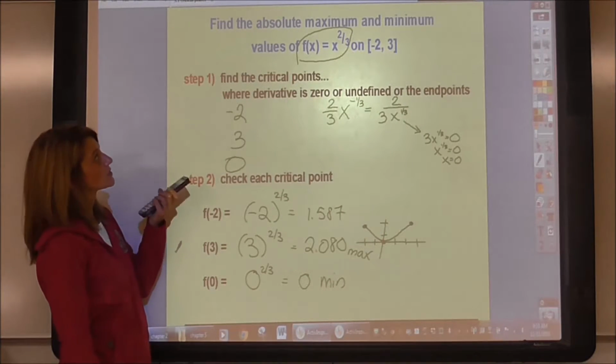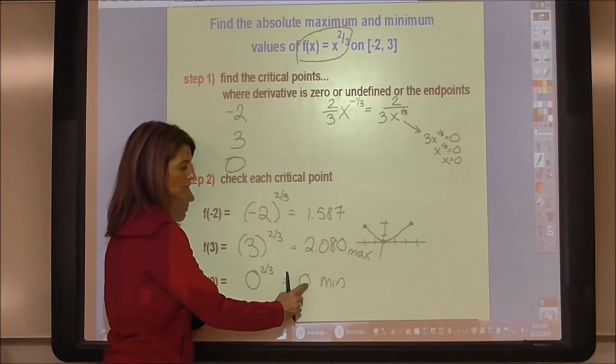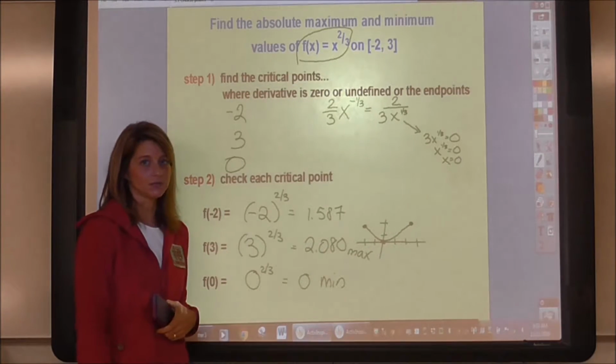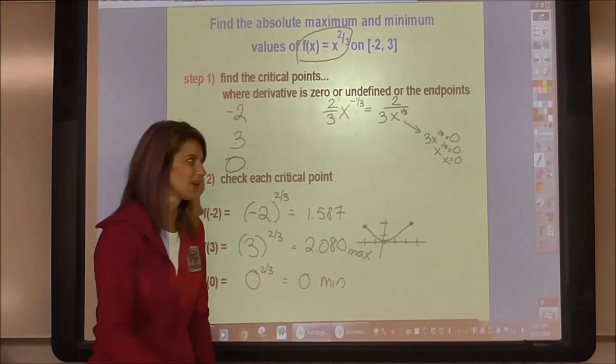Okay, so it says find the absolute maximum and minimum values. Then all I need are the 0 and the 2.08. There are my minimum and maximum values. Just be careful if it asks for a point. Let's try it again.